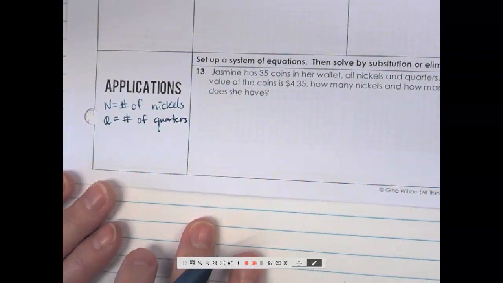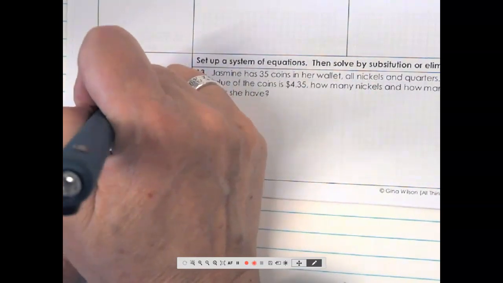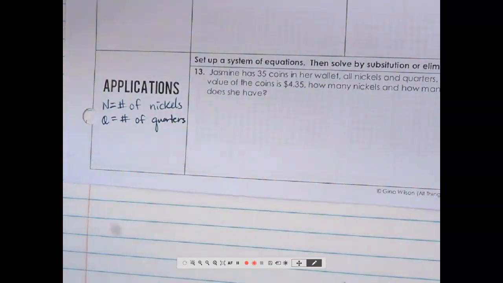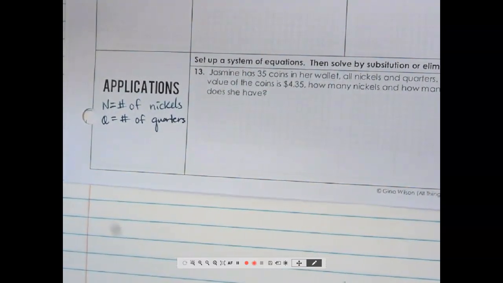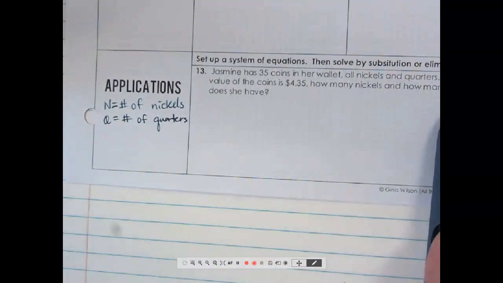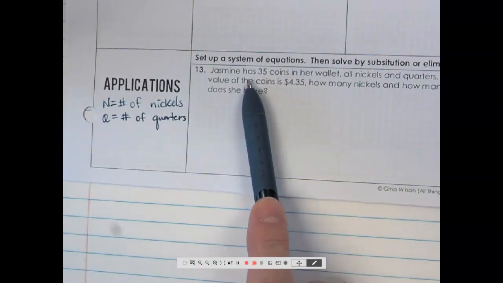I tend to like to use kind of meaningful variables so that at the end, when I get N, I know what N represents. If it's X, it's like, okay, what was that? Was that the nickels or the quarters? So we're going to use N and Q on this one. Okay, so knowing what I'm looking for tells me what the variables need to represent. Now let's go back and set up our equation.